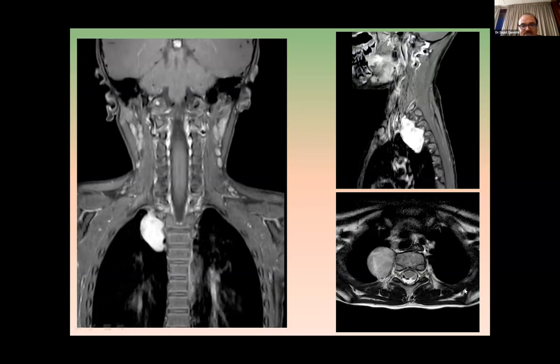But at the same time, if the child is absolutely asymptomatic, then there may be a case to discuss further about the characteristics of this lesion. Is it fitting into a neuroblastoma? Is there any other thing? And if it indeed is radiologically fitting into neuroblastoma, then there may be a case for observation also.